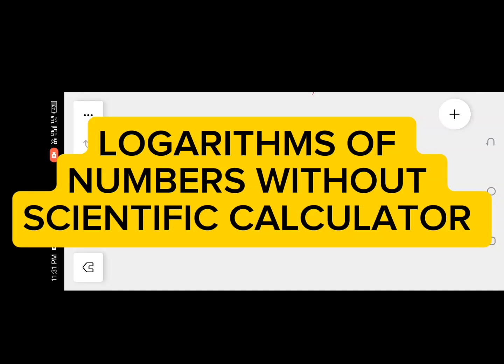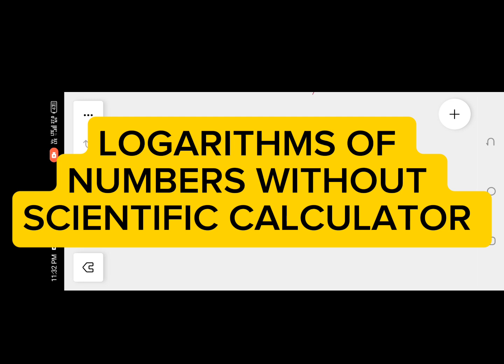On how to calculate logarithms of numbers without using a scientific calculator. You remember on the JAMB exam, the calculator you'll be given on that day, there is no logarithm there, and you would need to calculate logarithm of certain numbers. For example, those of you that are doing chemistry, calculation of pH.